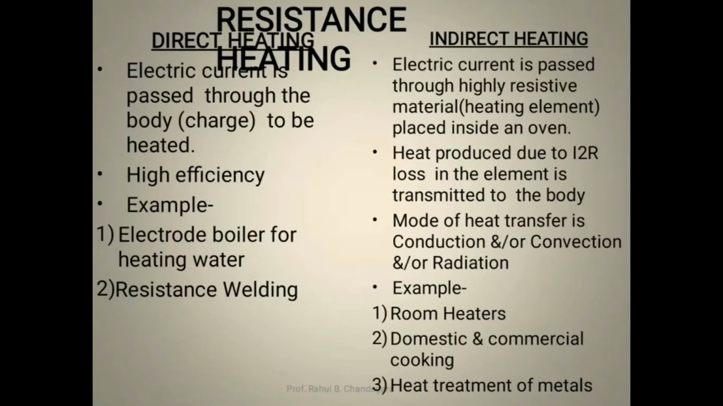In indirect heating, electric current is passed through a highly resistive material, the heating element, placed inside an oven. The material to be heated is not the element; it is placed near it. Heat produced due to I square R loss in the element is transmitted to the body. The mode of heat transfer may be conduction, convection or radiation. Examples: room heaters, domestic and commercial cooking, and heat treatment of metals.